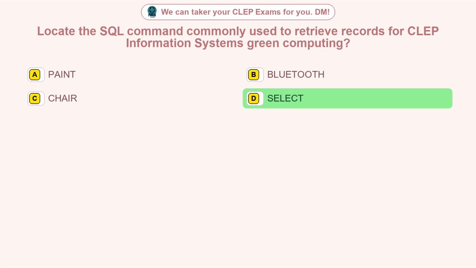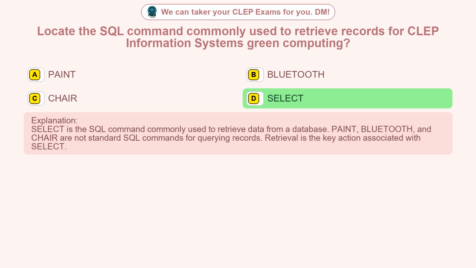Select. Select is the SQL command commonly used to retrieve data from a database. Paint, Bluetooth, and Chair are not standard SQL commands for querying records. Retrieval is the key action associated with select.